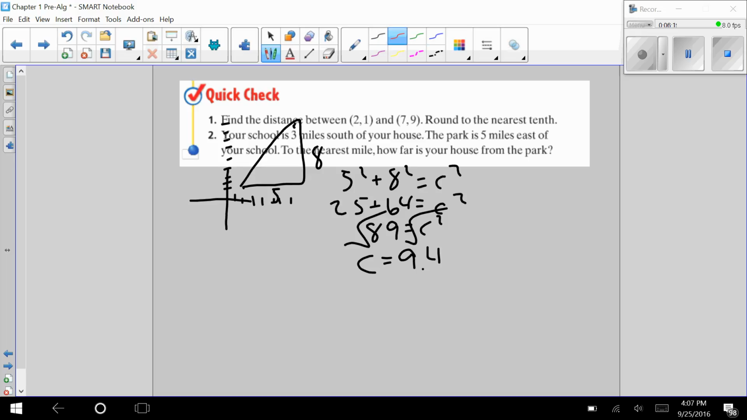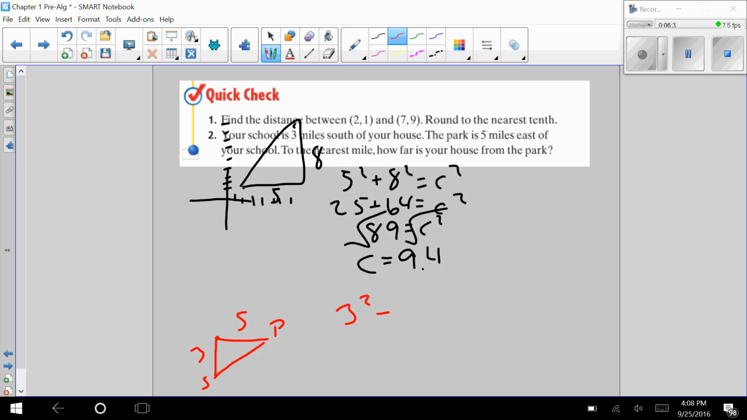The second problem is just like the problem we did. If the origin is my house, the school is 3 miles south, and the park is 5 miles east. Here's our park. We have a right triangle. What is the distance from those two?